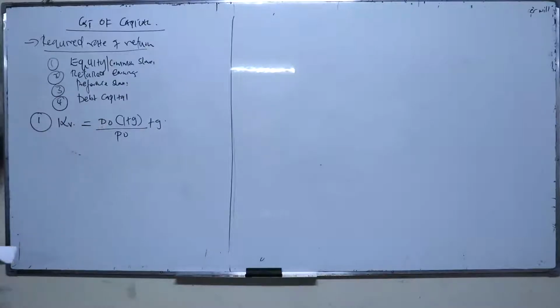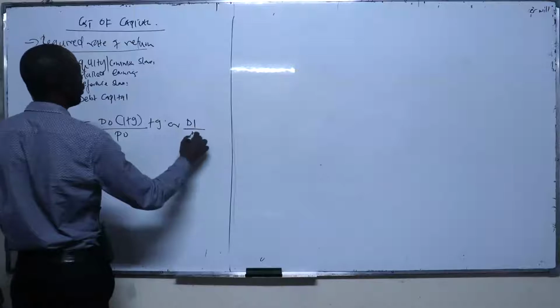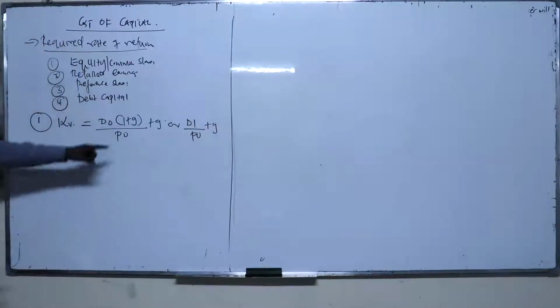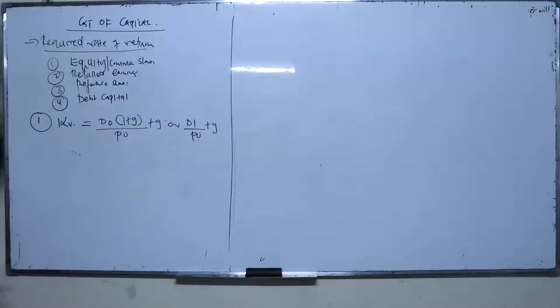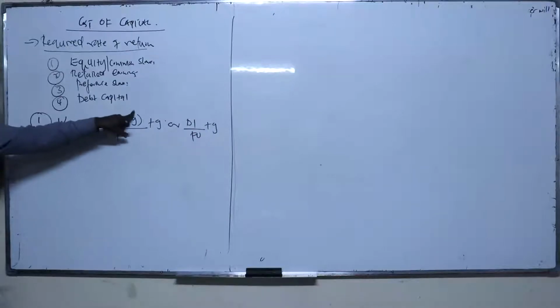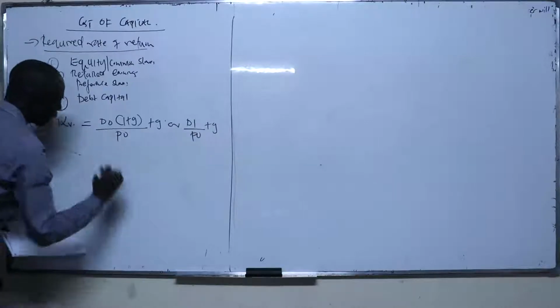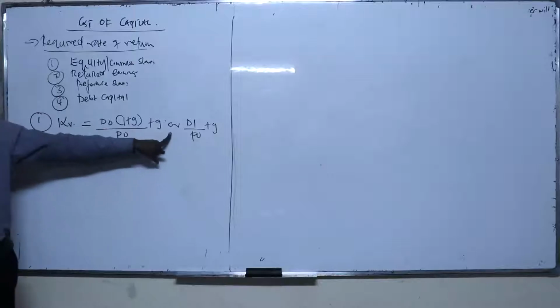D0 or D1 over P0 plus G. D0(1 plus G). So D0 stands for the most recent dividend. G stands for growth rates. It is already indicated in your handouts. And then P0 stands for the market price per share.